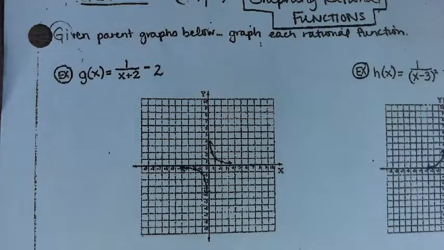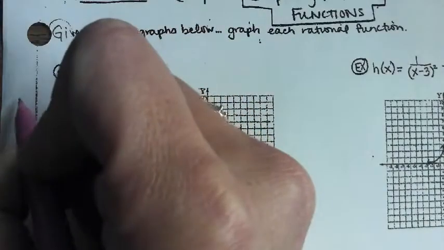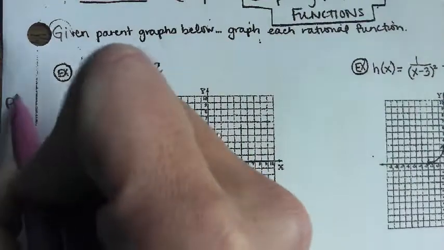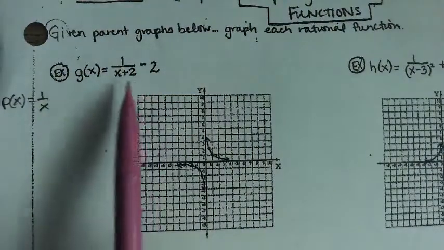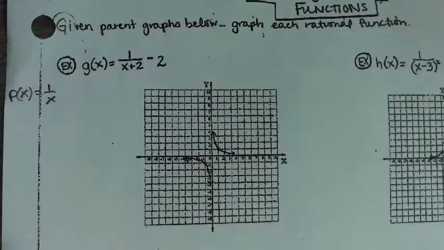So remember what the parent graph looks like. The parent graph, let's just call it P of X for parent, is 1 over X. So what transformations have occurred here? Very good. Left 2 and down 2.